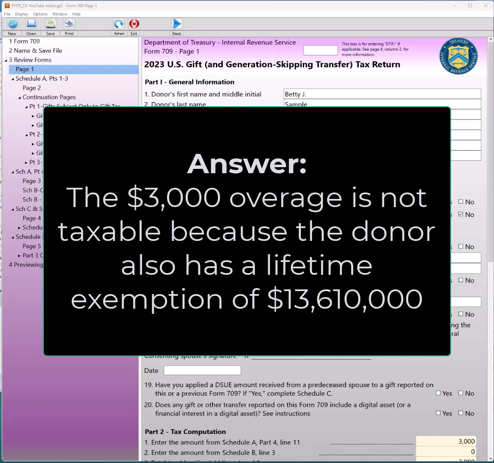In fact, I've never had one. In 2024, the lifetime exclusion is $13,610,000, Ernie.